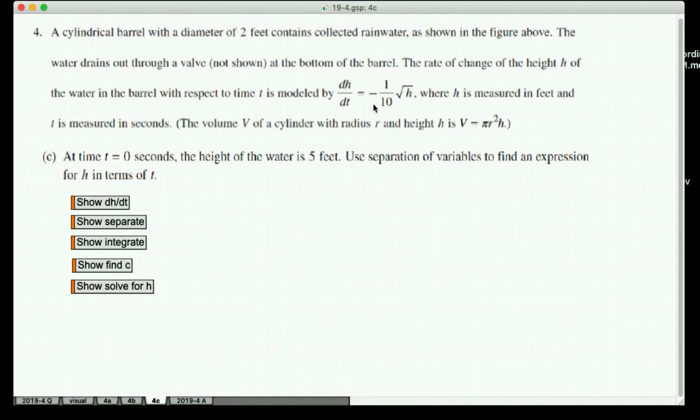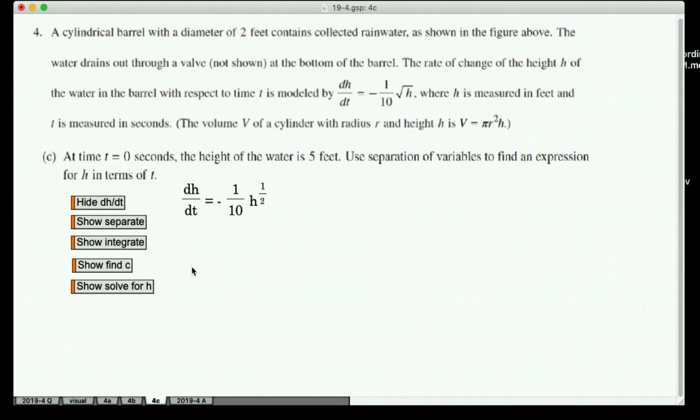Okay, so we have dh/dt here, so we're going to use that. So here's dh/dt, and they say separate variables. What that means, you see there's two variables involved here. There's h's and there's t's. So separation of variables means we've got to get all of one variable on one side. So h's are on one side, t's on the other.